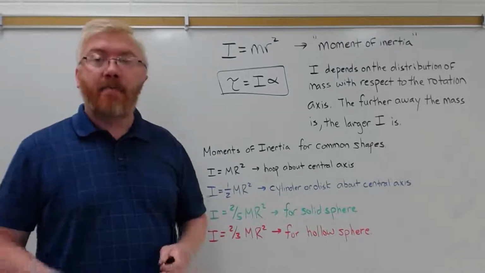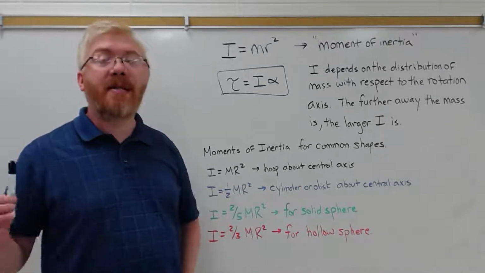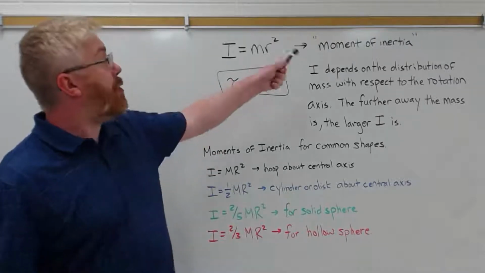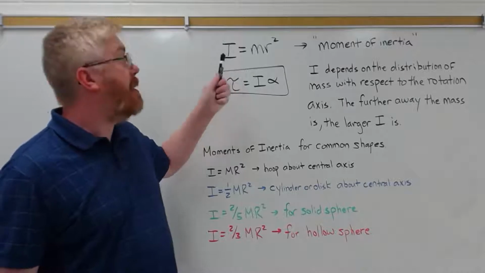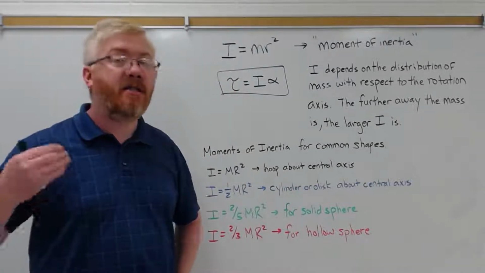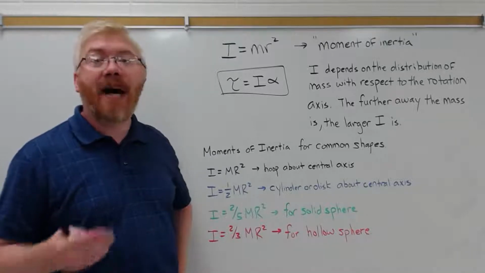Mass is a measurement of the inertia, how difficult it is to get something moving or stop it when it is moving. Moment of inertia or rotational inertia, I, is the difficulty, right, of getting something spinning if it's not spinning or stopping it if it is.